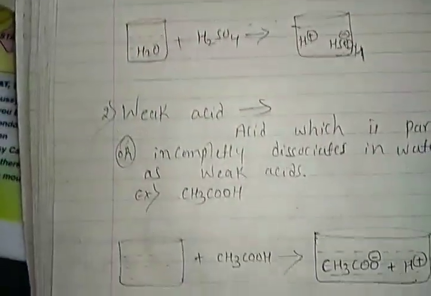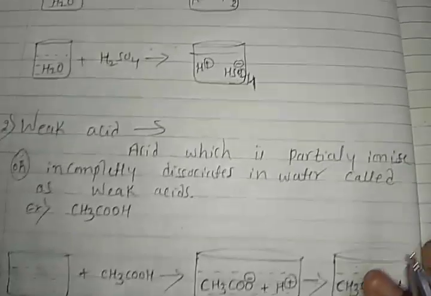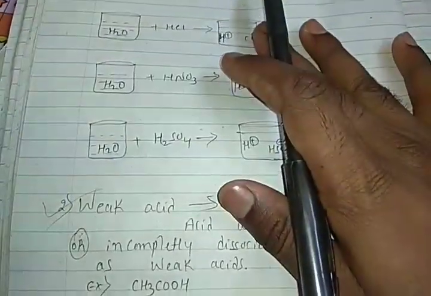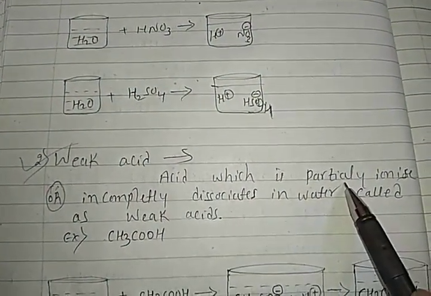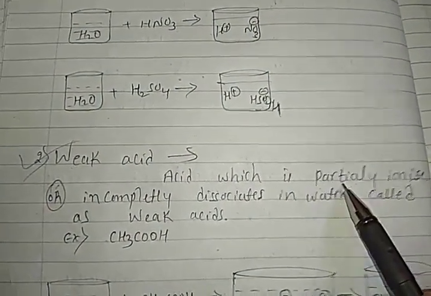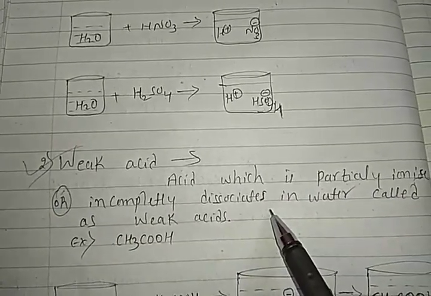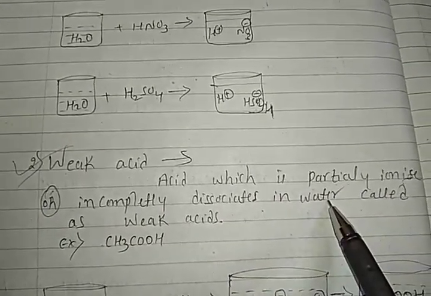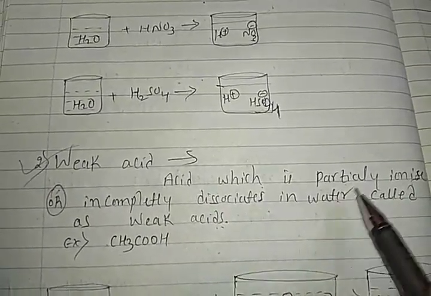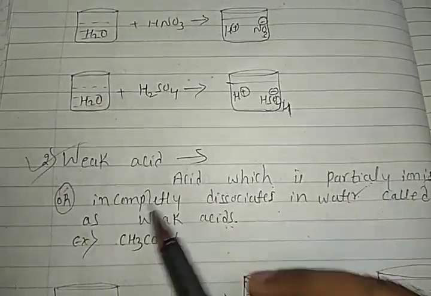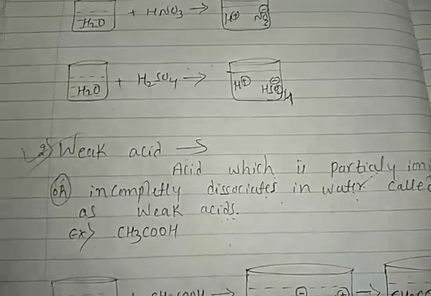Right, students. One more thing: what are weak acids? I hope you understand strong acids. The next is weak acid. An acid which is partially ionized is called a weak acid. Partially means incompletely dissociated in water.